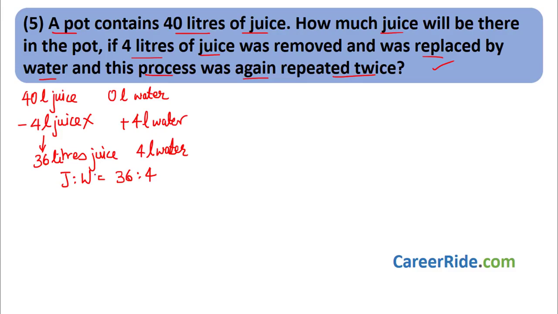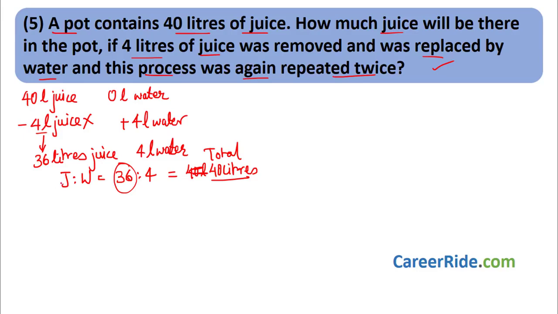Now what is the total mixture amount? It is nothing but 40 liters. The total remains the same because we are removing 4 liters and adding 4 liters. So what is the actual quantity of juice right now? The actual quantity of juice is 36 liters. Total is 40 liters. When we removed 4 liters of juice, we got 36 liters of juice.